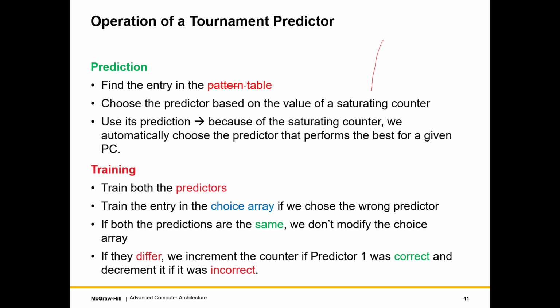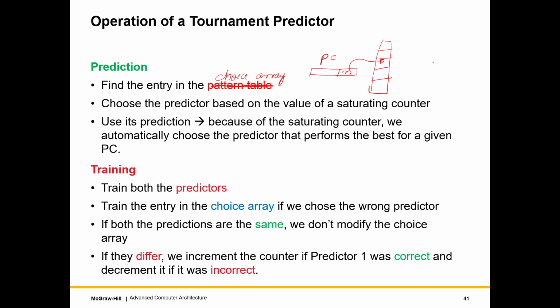I'm sorry, let's not call it the pattern table, let's call it the choice array. The pattern table is for an intra-predictor table. So let's call it the choice array. What happens is that if we have the program counter, we extract n bits out of it and choose an entry in the choice array.